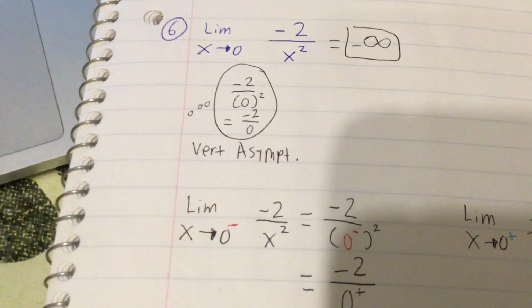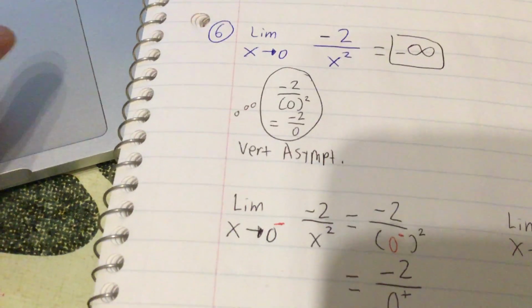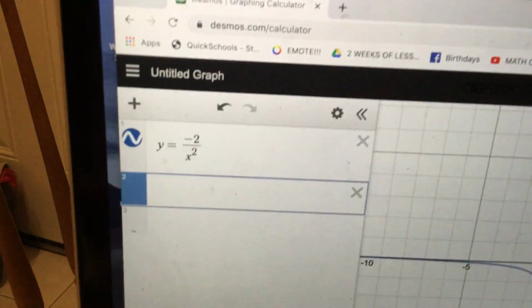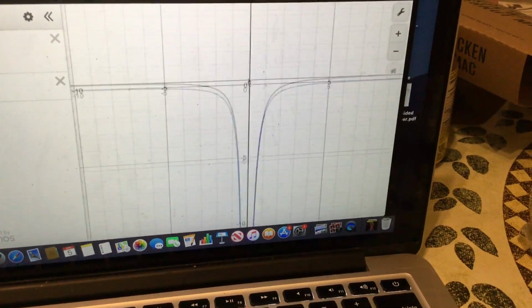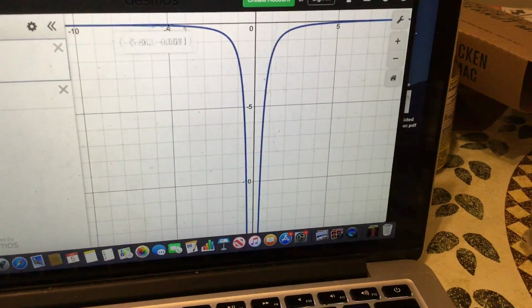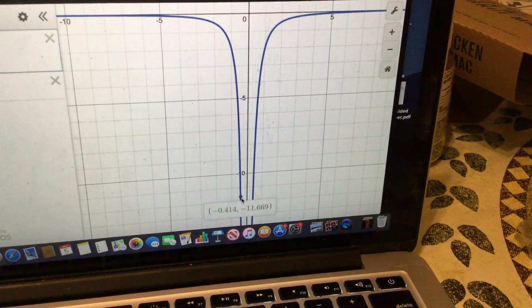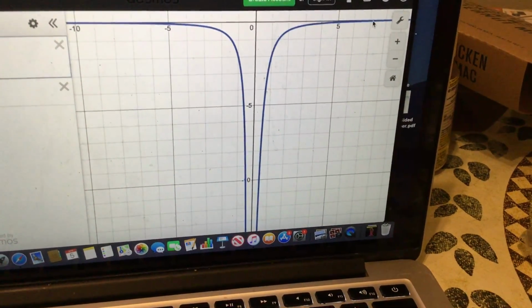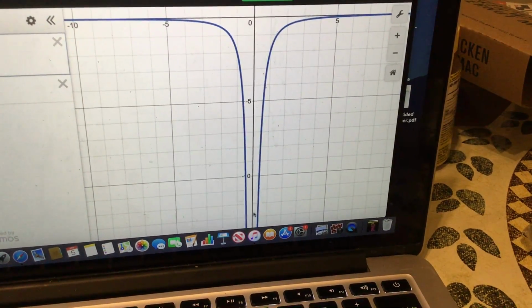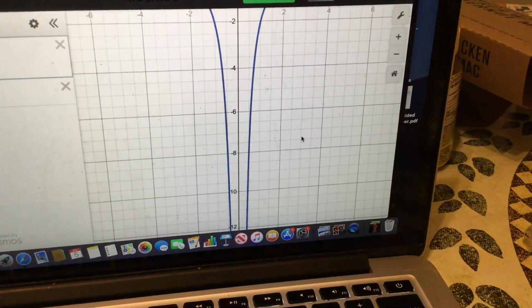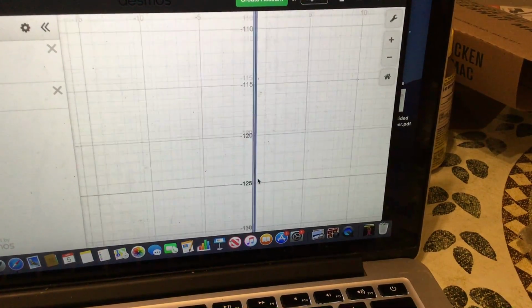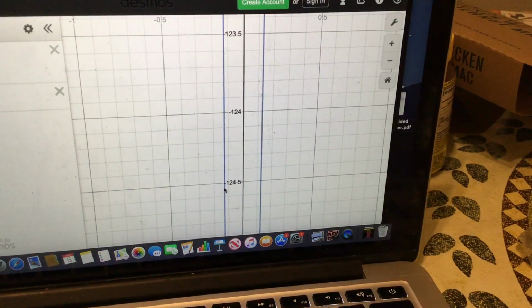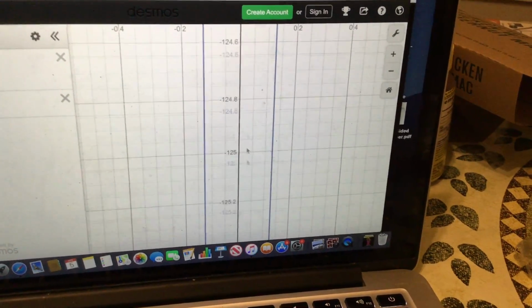And just to show you, I'm going to graph this. Let me go back down to standard. Okay. Check this graph out for y equals negative 2 over x squared. As we approach x equals 0 from the left side, it goes down to negative infinity. And as we approach x from the right side, it also goes down to negative infinity. Let me just zoom out, zoom out, zoom out. And I'm going to go down, down, down. See, there's a little bit of space. They don't necessarily touch. There's always going to be a little bit of space.